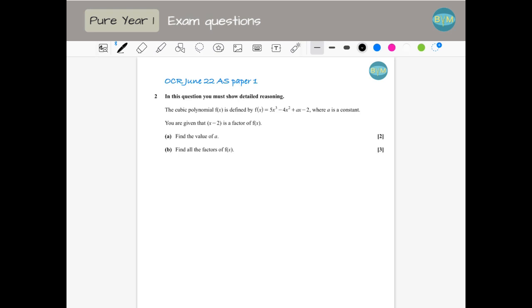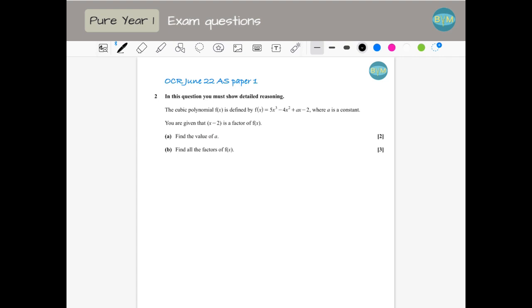Hello, this is question 2 on your OCR June 2022 AS paper 1, the pure and statistics. So you have a cubic polynomial, this cubic here, where a is a constant, and you are given that x minus 2 is a factor of the function. So find the value of a.